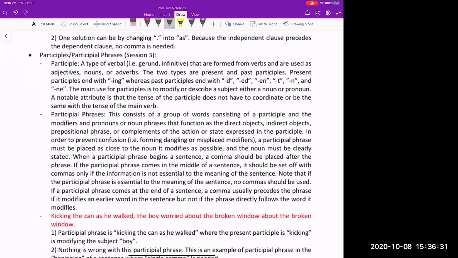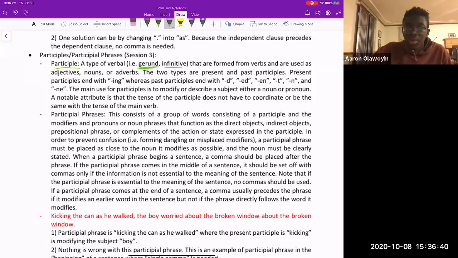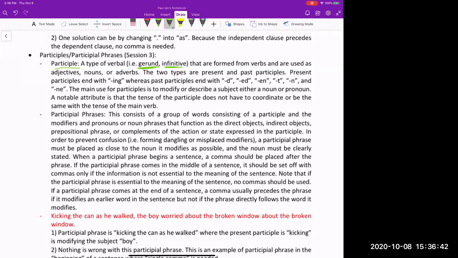So do you remember, what is a participle? Do you remember what a gerund and infinitives are? I think that a gerund was a... Gerund, yeah, with ing. The reason I'm bringing this up is because they're all related. This participle, this gerund, and this infinitive, they're all called a verbal. So these are the three types of verbal.